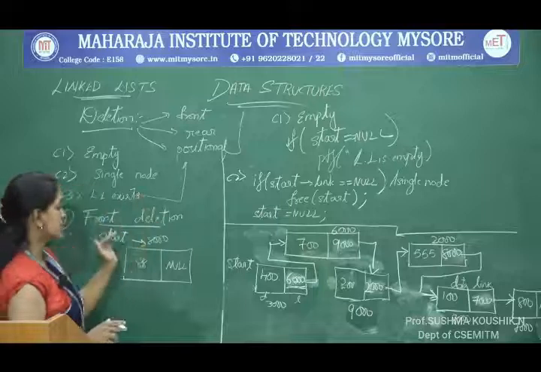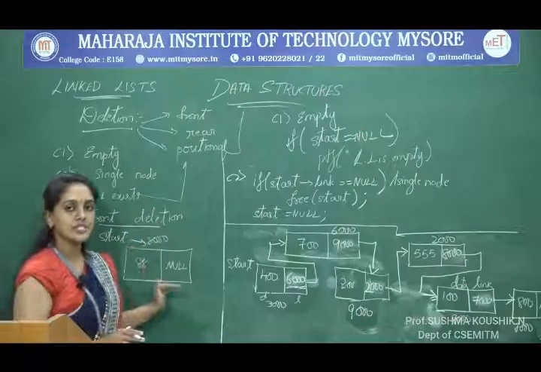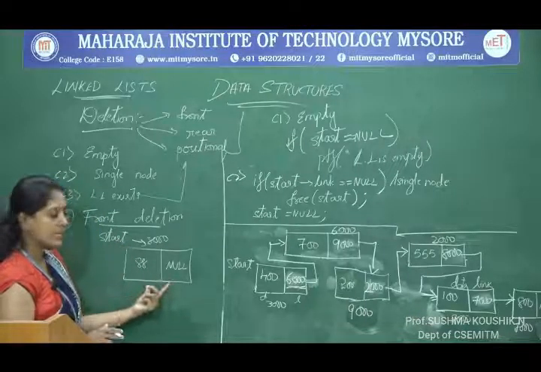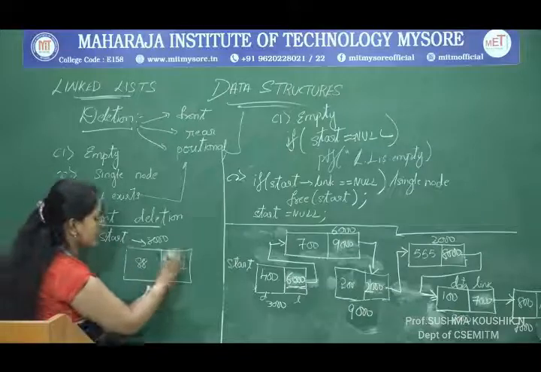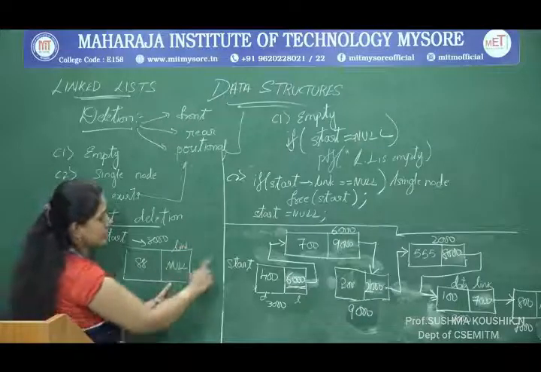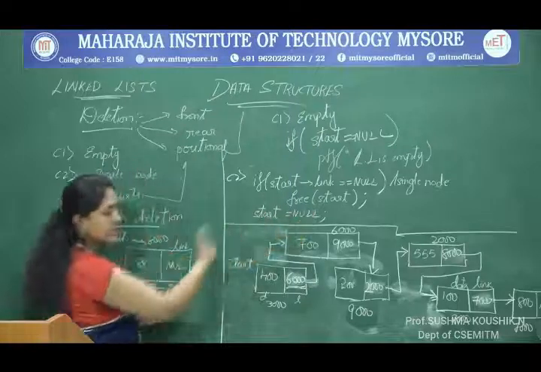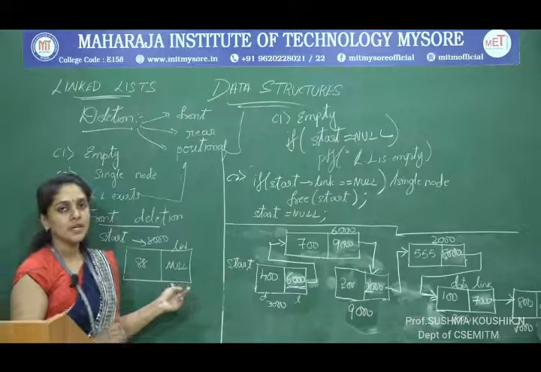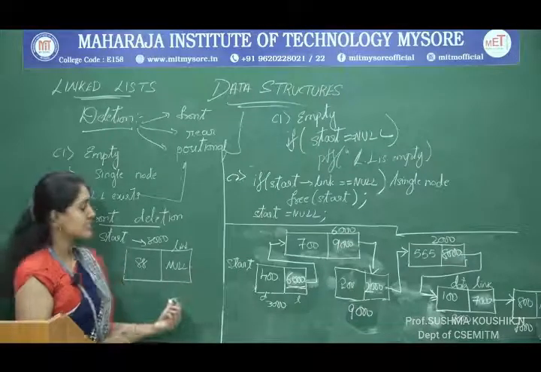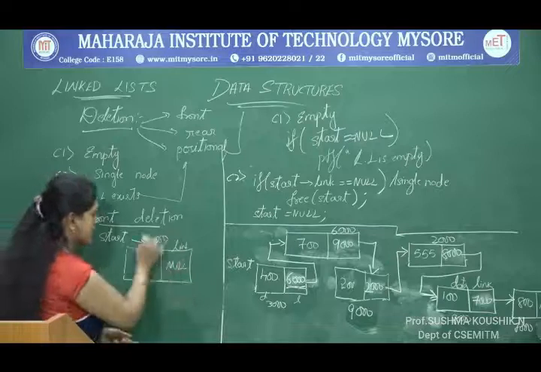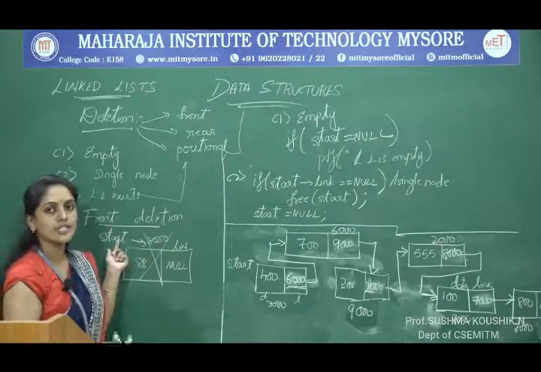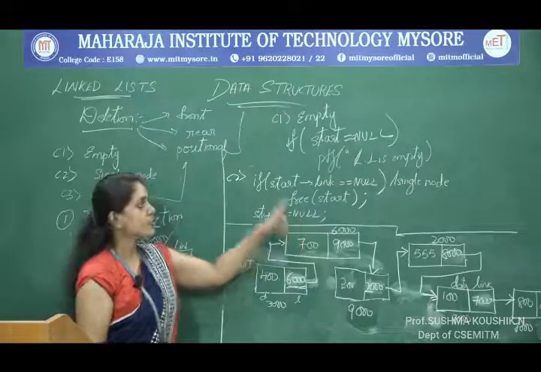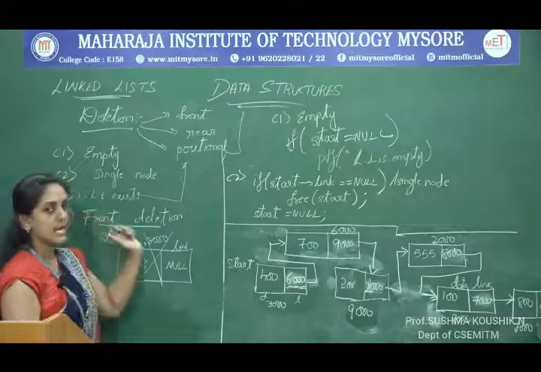So for the third case, the question comes, is it front deletion or rear deletion? When there is only one single node, the start of link field is equal to null. Yes, free start. Free is the dynamic memory allocation function which is used to delete the node, or delete that particular memory space. So free start will free this particular memory. So start is no more pointing to any location, therefore I am assigning start is equal to null. So with this, the first two cases we have already handled.